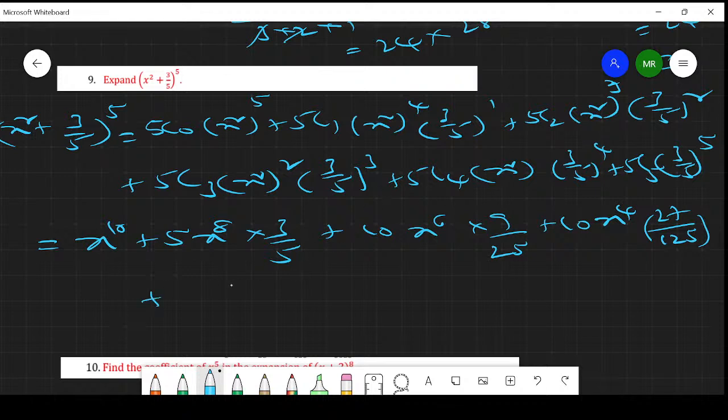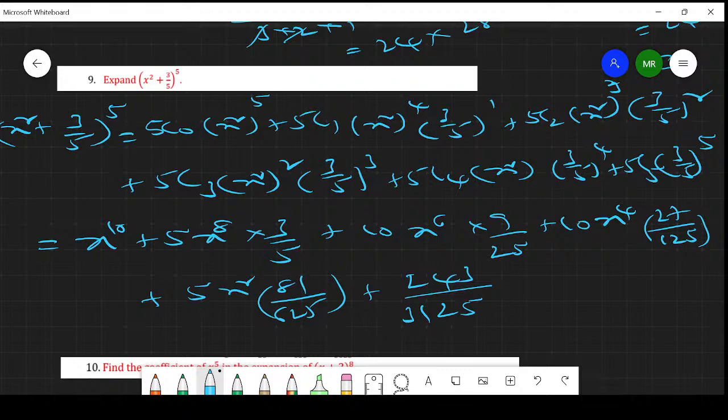5C4 is 5. 5 into x² into 3⁴, 81 by 625. Plus 5C5 is 1, 3⁵, 243 by 625 into 5, 3125.